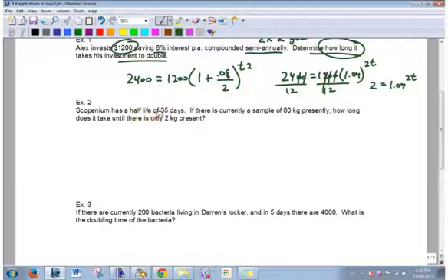Scopennium has a half-life of 35 days. I want to use this formula, x to the t over n. So 35 days is which letter? Look back in the notes. It's n, right? That's the half-life or double time or maybe triple time, whatever. There's currently 80 kilograms, that's p, that's what I'm starting with. How long does it take until there's only 2?